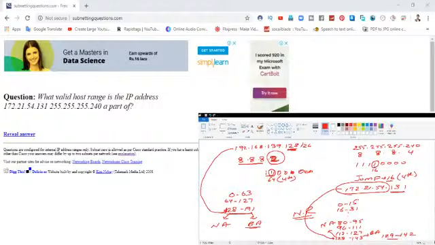Okay, so let us check the answer. Those who know the answer, please add a comment. Okay, you can see here 129 to 142 is the answer. Very easy, very good. Now let us come to the next question.